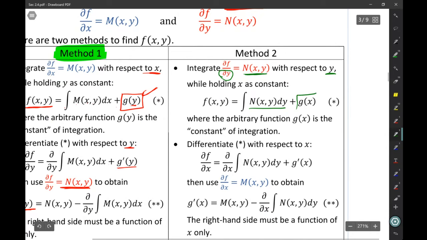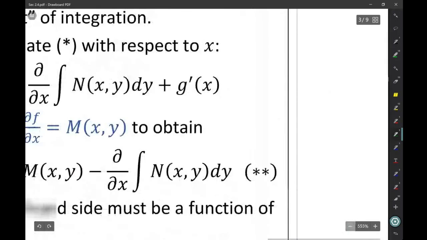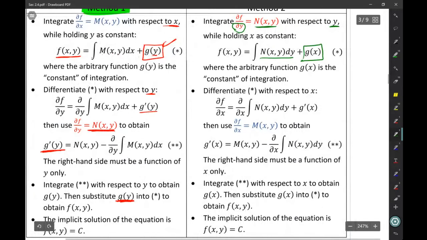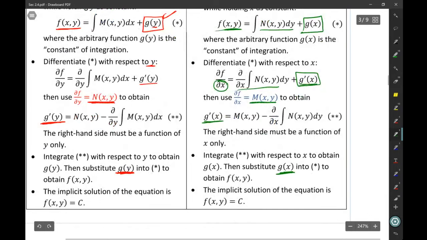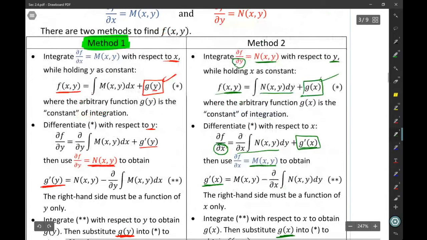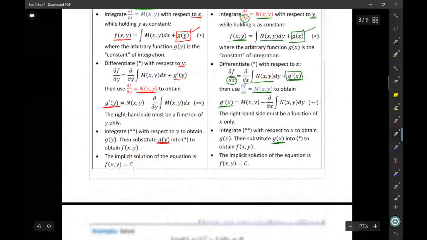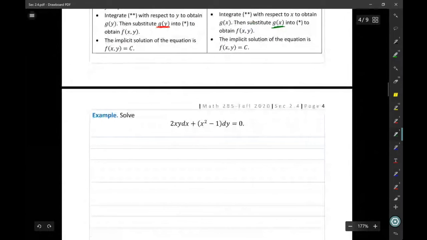Now, the constant of the integral is the function g of x. To get the function g of x, differentiate f with respect to x again. You will get the derivative plus g prime. Then equalize it with m to get g prime of x. Then integrate it to get g, and then go back, substitute g there. And that's all. You will see that the procedure is very simple when we start the examples.